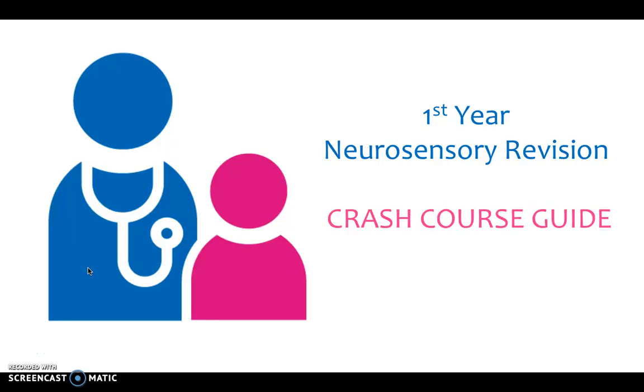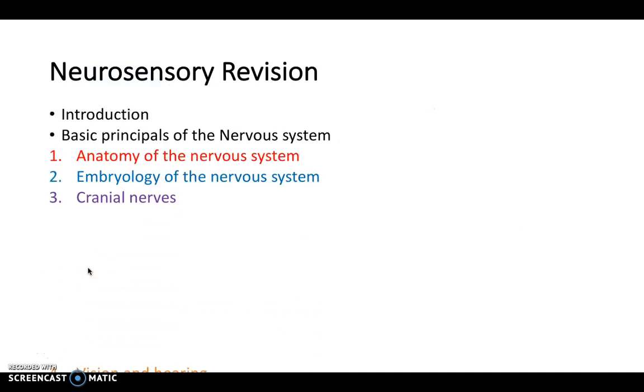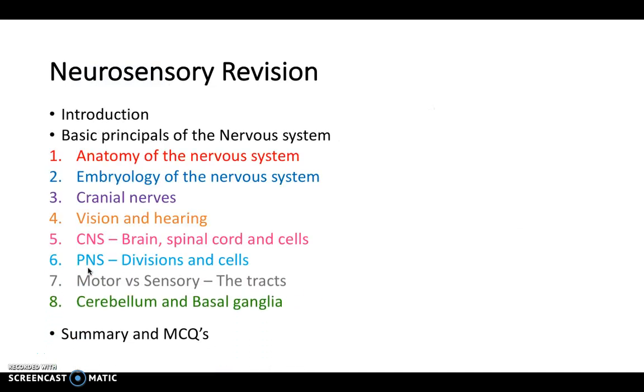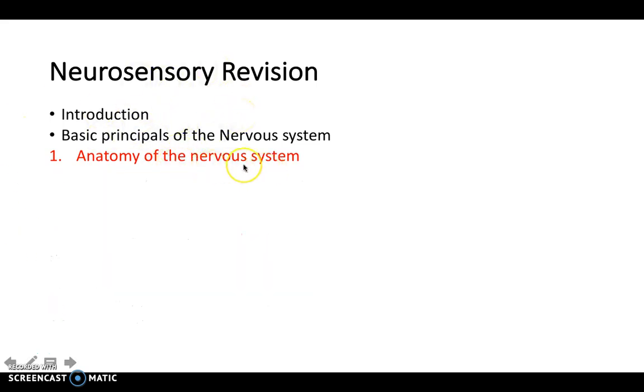Today we're going to be taking a look at the neurosensory system. Essentially, there are so many elements to the neurosensory system, and therefore today we're just going to be focusing on the basic principles underlying the nervous system and the anatomy of the nervous system as well.